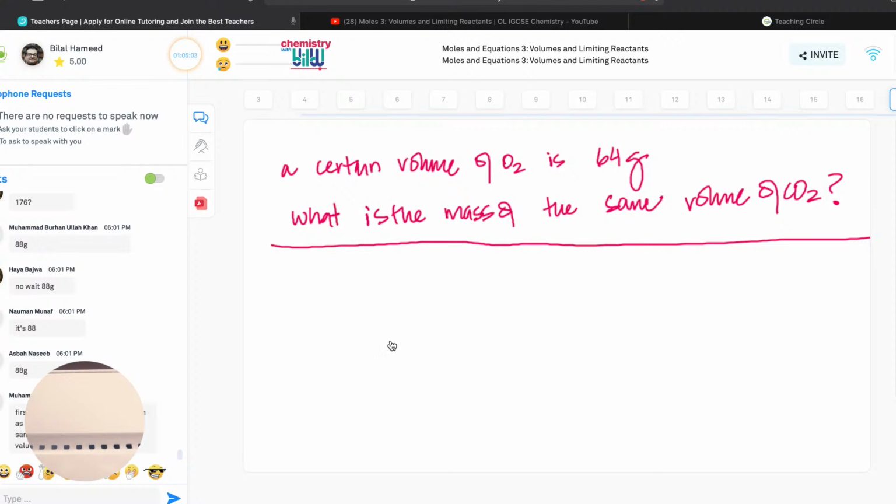Yes, Burhan. Yep. So you first find the moles of oxygen. That's what you want to find. Hey, what suddenly happened to the writing tool? It seems to write a little better right now, in the middle of class. Number of moles is mass over molar mass. So 64 over 32, because oxygen is 32. That's 2 moles.